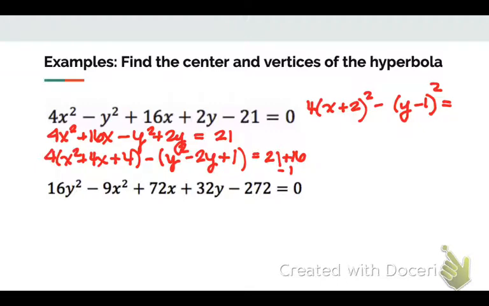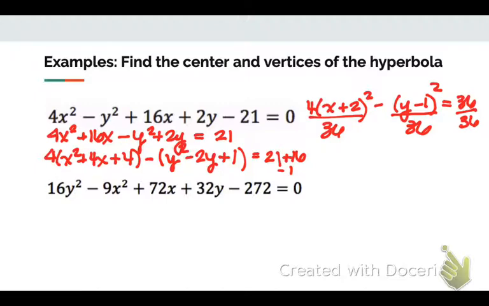37 minus 1 is 36. So our equation for our hyperbola should be equal to 1. Whatever is on the other side of the equal sign, that's what I have to divide by so that I can make that be equal to 1. So divide everything by 36 so that we keep our equations nice and balanced.